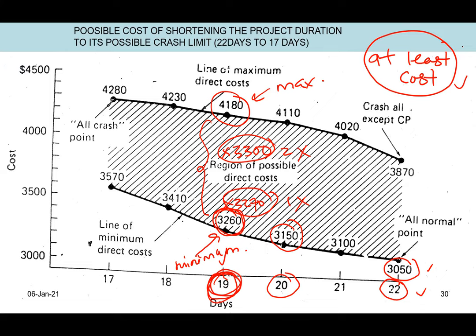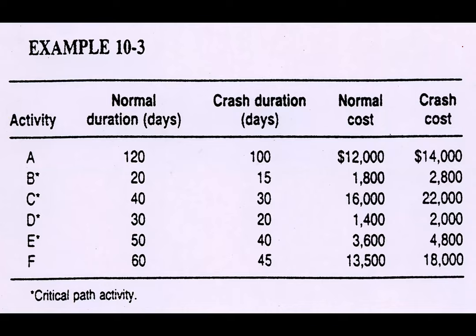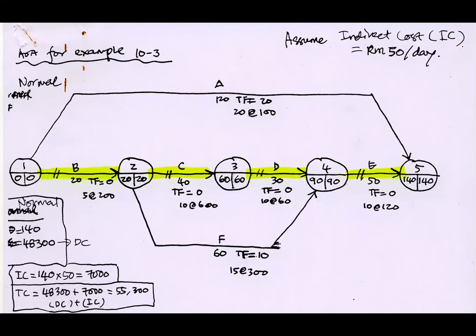We want to achieve a reduction in project duration at the least cost, at the lowest possible increase in project costs. We can do that by mix and match or being creative. You need to look at the overall project very closely. Otherwise, you're still going to get the answer, but your answer is not going to be accurate. That is the issue.